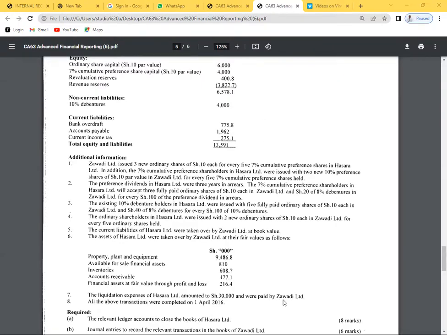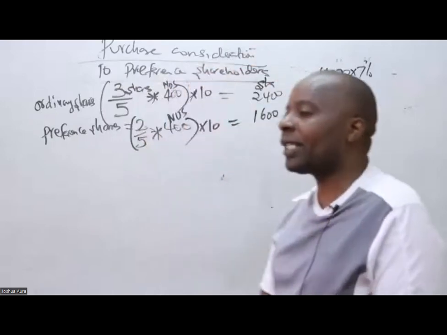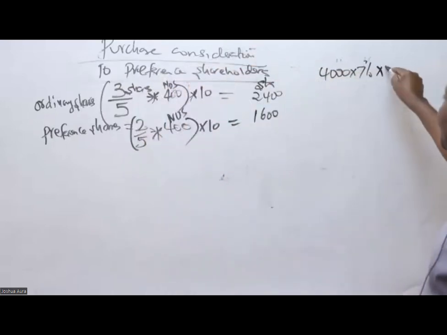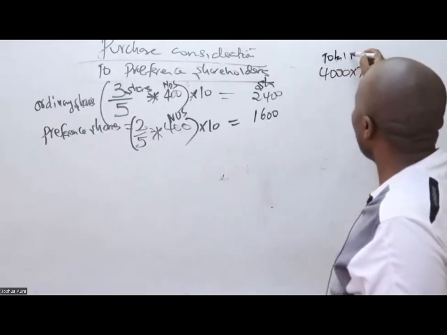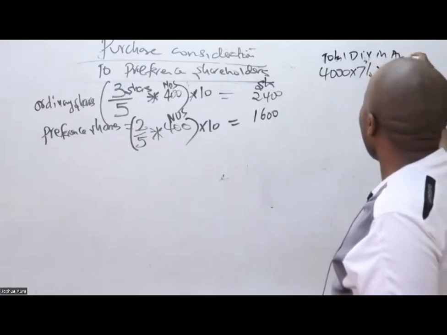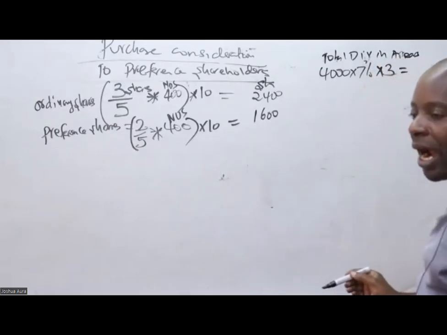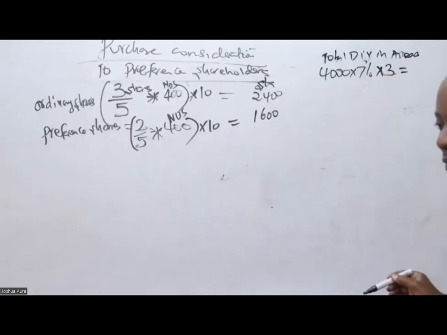But now remember, that is the annual dividend, and they have told us that it is 3 years in arrears. So the total dividend in arrears. Is there somebody who could be having this figure? Collins tells me it is 840.